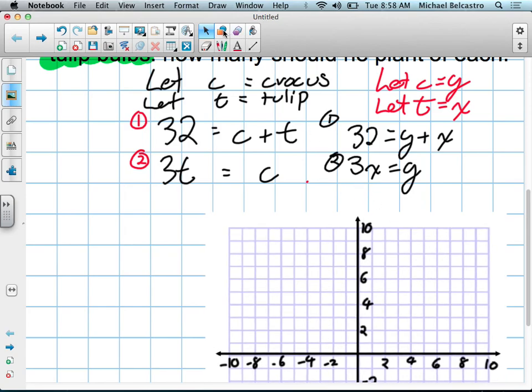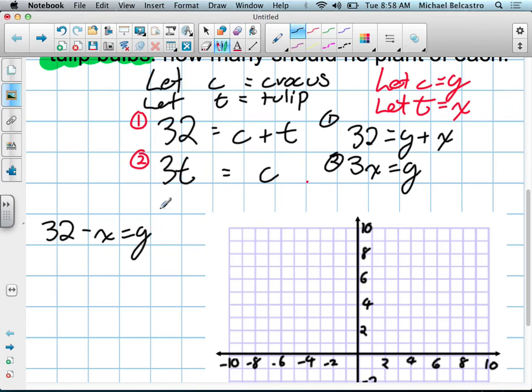What will I have to set the first equation equal to in order to graph it? Y. So in order to set the first one equal to y, I need to move x to the other side. So we're going to get 32 minus x is y. And our other equation is 3x is equal to y.